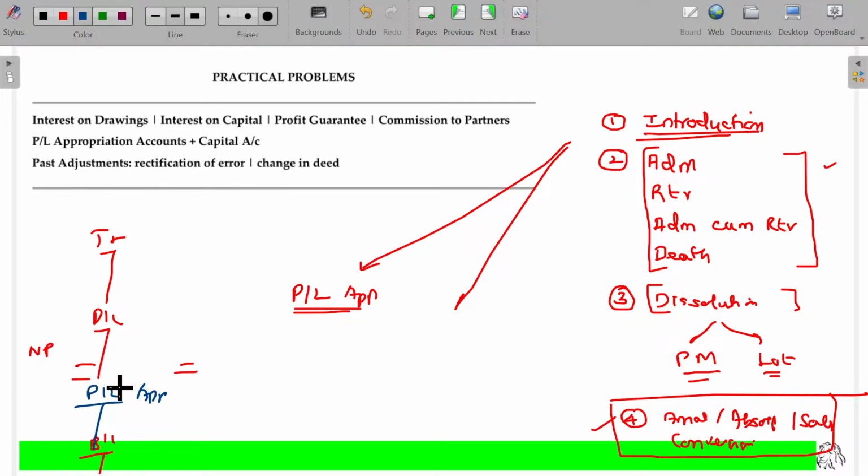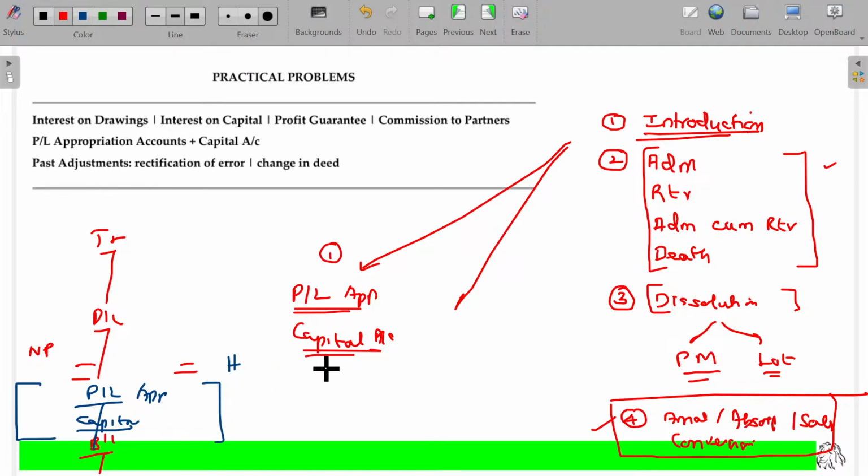After appropriating, those appropriated amounts will be added to the partner's capital account. So you have to prepare the capital account also. As you are aware about the final accounts preparation, trading and P&L account, balance sheet, here our focus is on how we can distribute the profits and losses to the various partners and how this is going to be incorporated in the capital account. This component only we will be studying here. Okay, P&L appropriation account and capital account. Is that clear? These are the two cases.